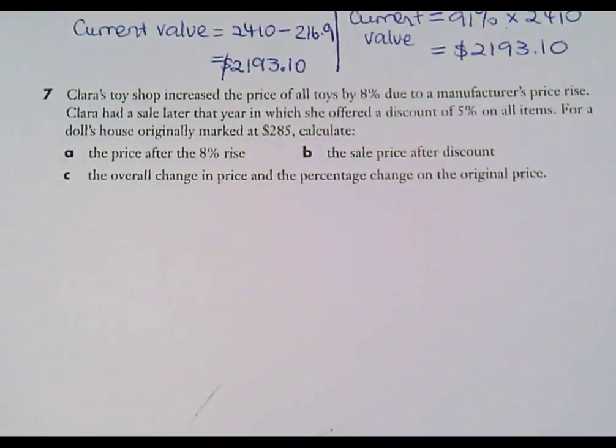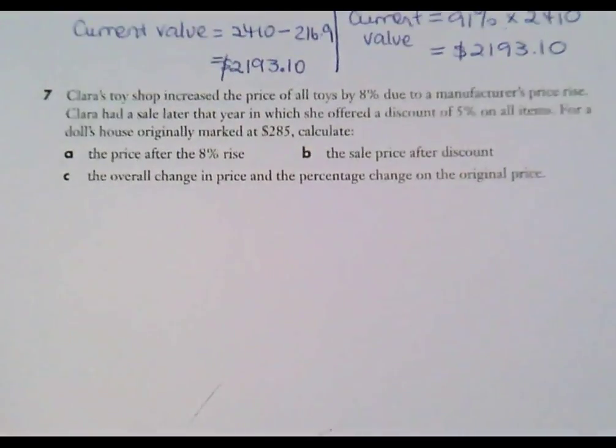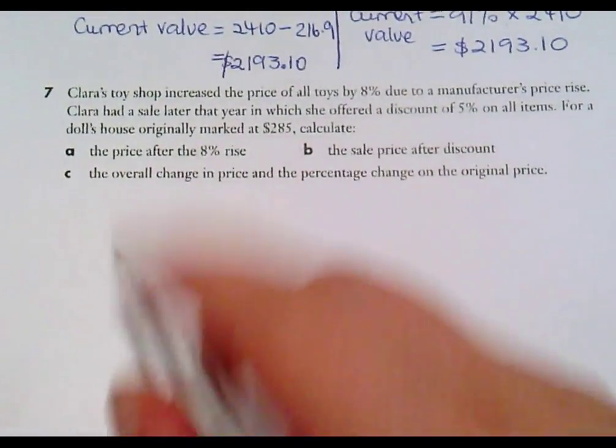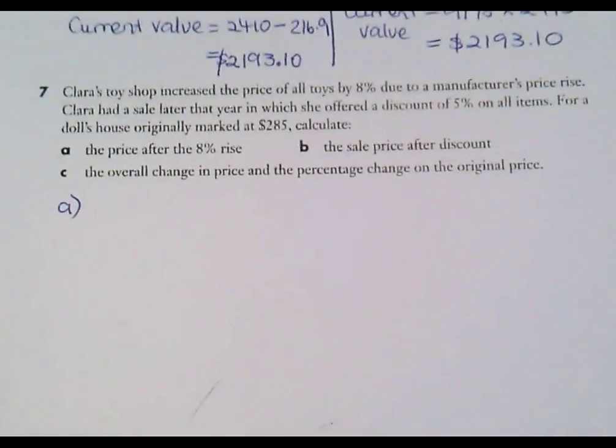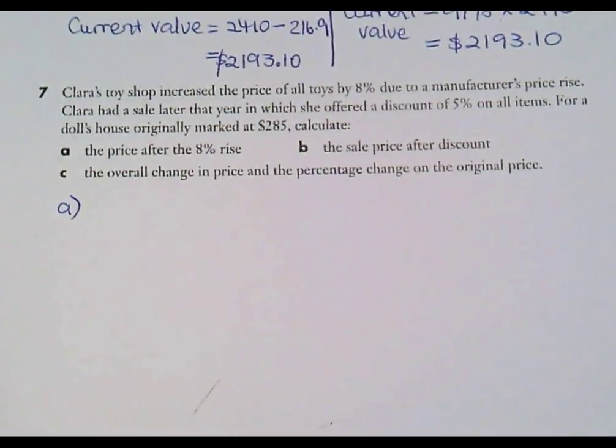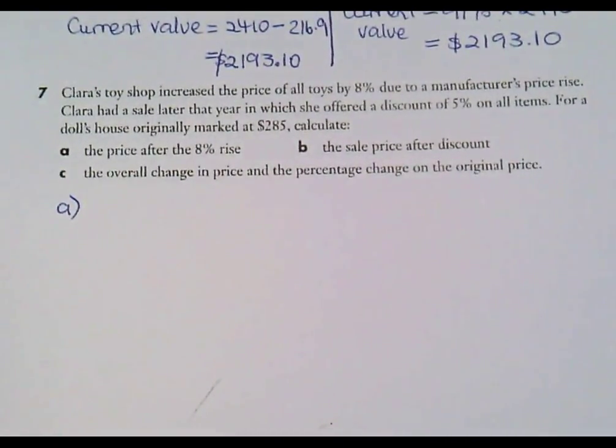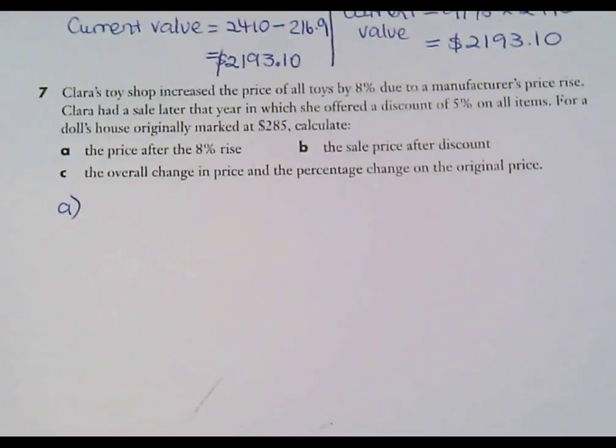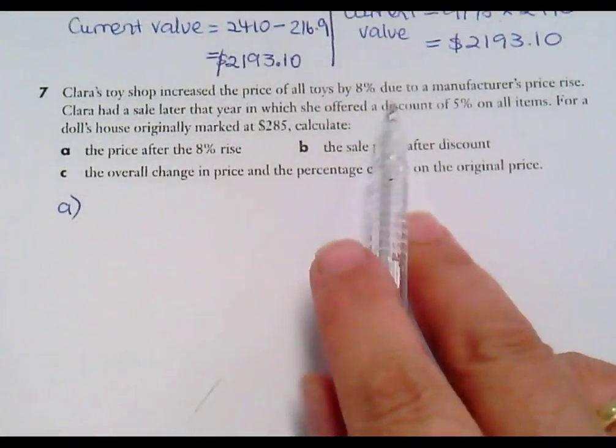That is incorrect. You do not do that, because you have to do it separately. You need to do the 8% rise first, get an answer, and then do the 5% discount on that first answer, because you're not finding 5% of the original amount, you're finding 5% of the new amount, which is 8% more than the original amount. So let's do the first bit.